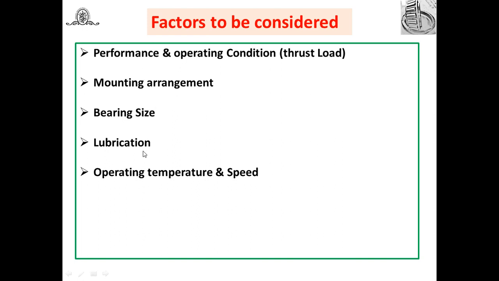Then lubrication. Lubrication is one of the important factors. And the last one is the temperature and the speed. As the speed increases, temperature also increases, and this has a relation with the lubrication also. That's why while selecting the bearing, we have to take care of these important factors.